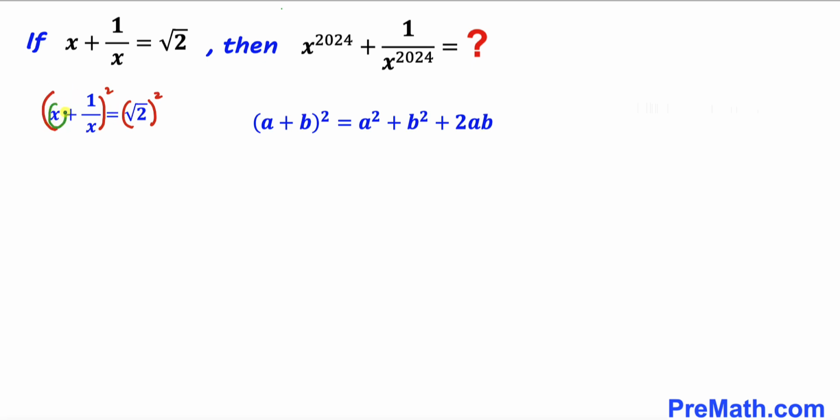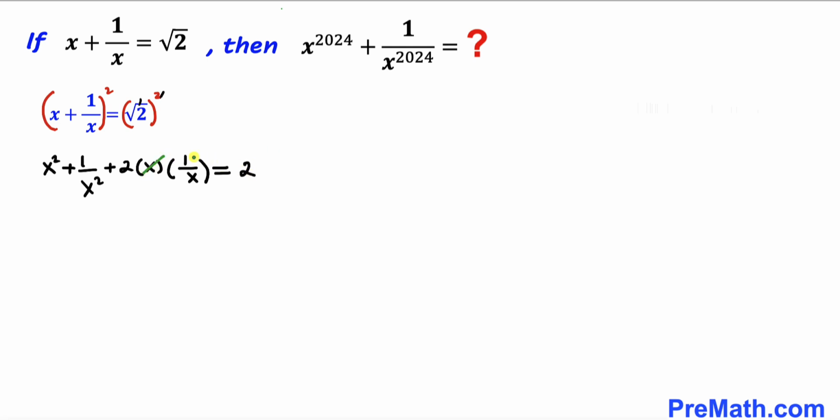If we assume that x is our a and this 1 divided by x is our lowercase b, then our left hand side could be written as x square plus 1 divided by x whole square plus 2 times x times 1 divided by x equals to, on the right hand side, this square and square root, they undo each other, so we simply ended up with the 2. And now we can see this x and 1 divided by x, they cancel each other out. So therefore we ended up with x square plus 1 divided by x square plus 2 equals 2 on the right hand side.